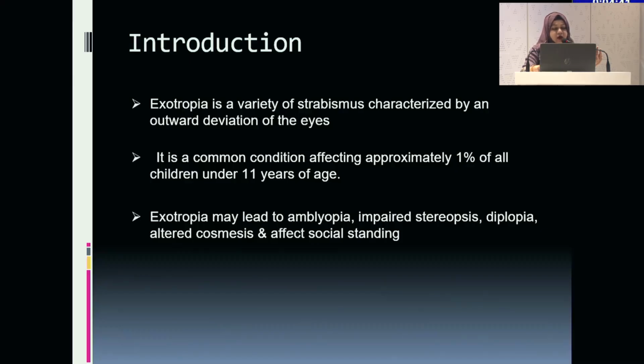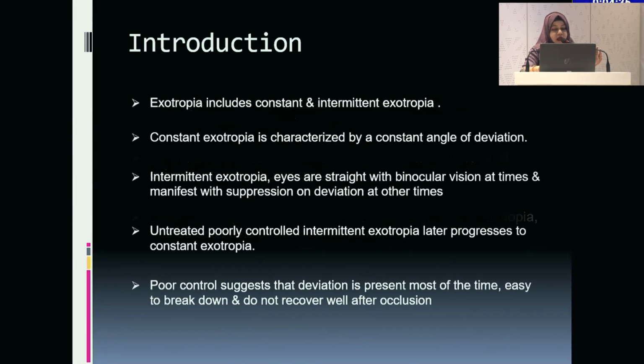Exotropia may lead to amblyopia, impaired stereopsis, diplopia, altered cosmesis, and affect social standing. Exotropia includes constant and intermittent exotropia. Constant exotropia is characterized by a constant angle of deviation.